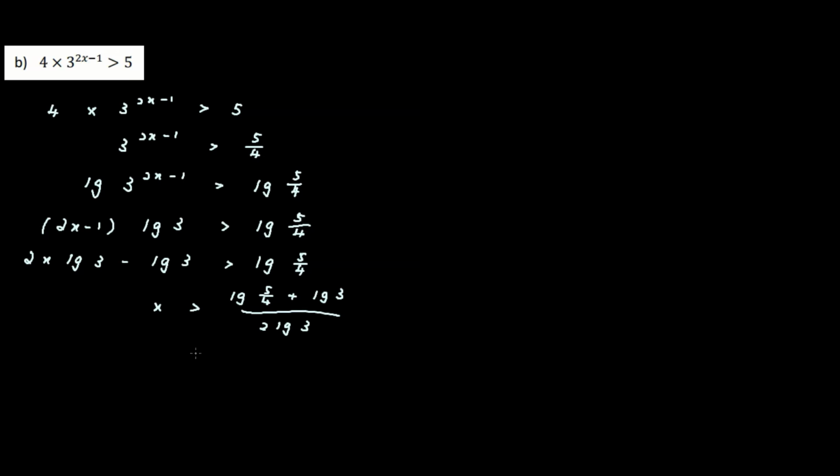Okay, so to simplify this, then we'll try to write the 2 at the top of 3. So log 5 over 4 plus log 3, divided by log 3 to the power 2. Okay, so this is your final answer, giving your answer in terms of base 10 logarithm. So if the question wants you to write your answer in three significant figures, then you just solve this part.